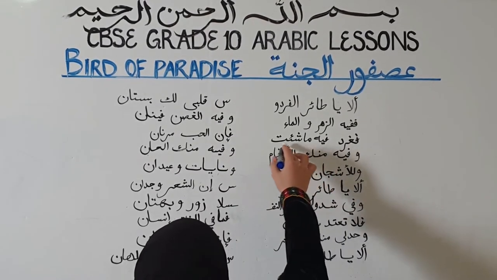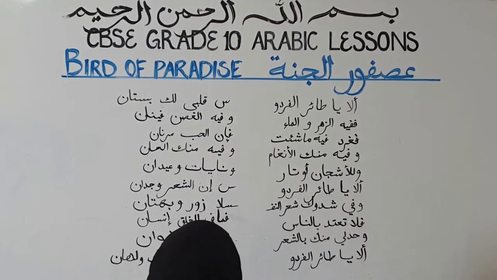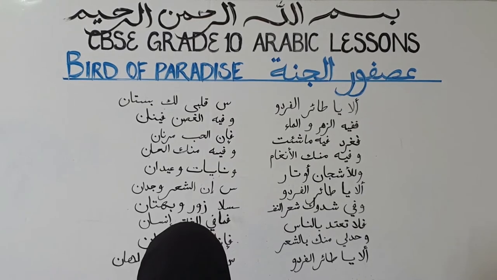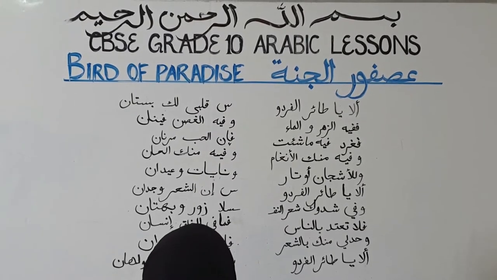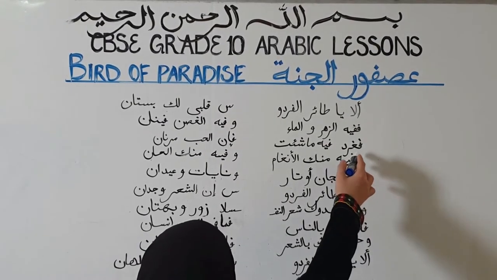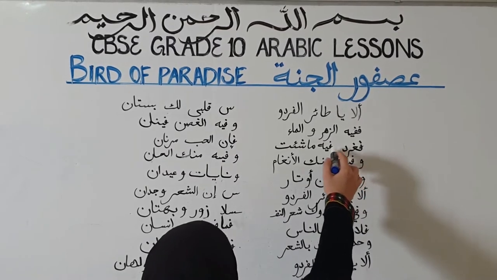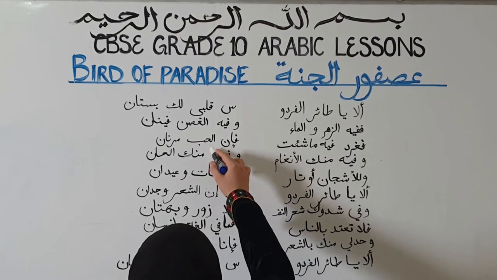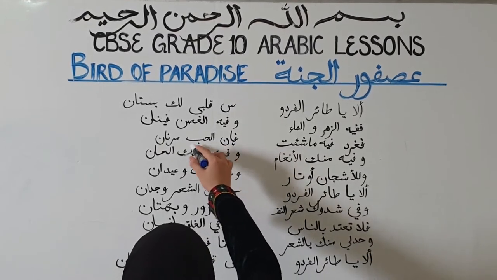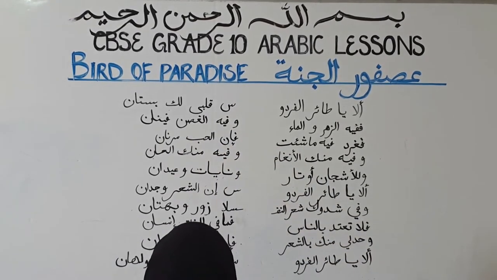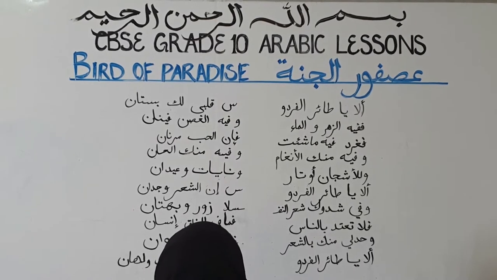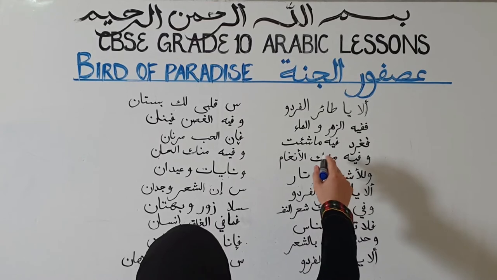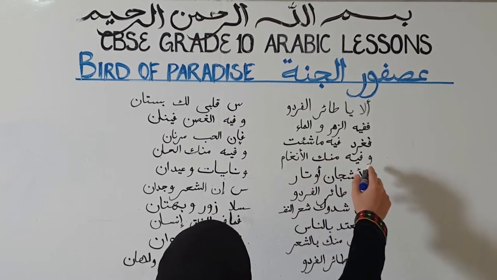فَغَرِّدْ فِيهِ مَا شِئْتْ فَإِنَّ الْحُبُّ مِرْنَانِ. So sing in it as you desire, because the love will develop slowly. فَغَرِّدْ means sing, فِيهِ in it, مَا شِئْتْ as you desire. فَإِنَّ الْحُبُّ, and indeed love, مِرْنَانِ, is slowly developing, or it resonates, or it will slowly resound, because he is explaining his love for the bird here.